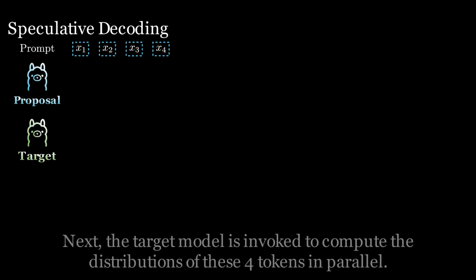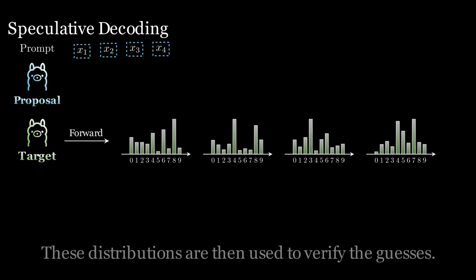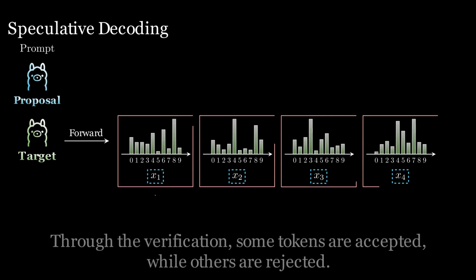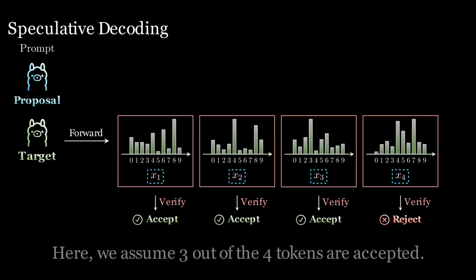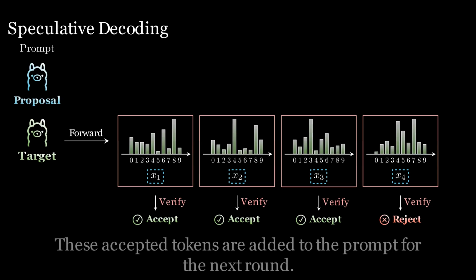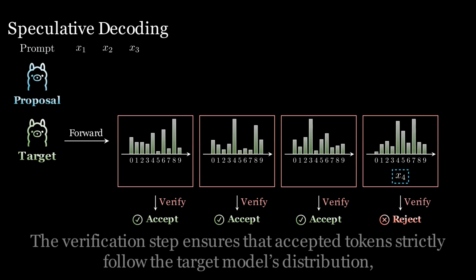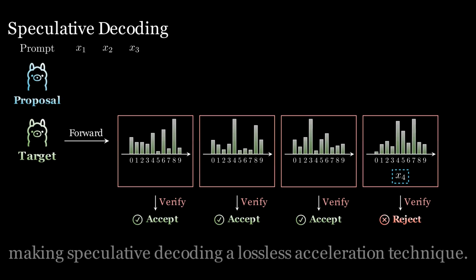Next, the target model is invoked to compute the distributions of these 4 tokens in parallel. These distributions are then used to verify the guesses. Through the verification, some tokens are accepted, while others are rejected. Here, we assume 3 out of the 4 tokens are accepted. These accepted tokens are added to the prompt for the next round. The verification step ensures that accepted tokens strictly follow the target model's distribution, making speculative decoding a lossless acceleration technique.